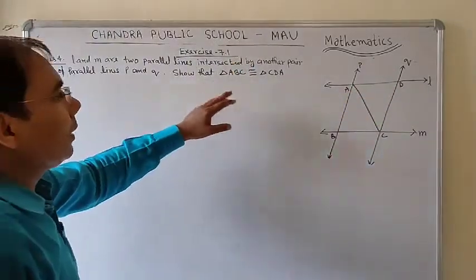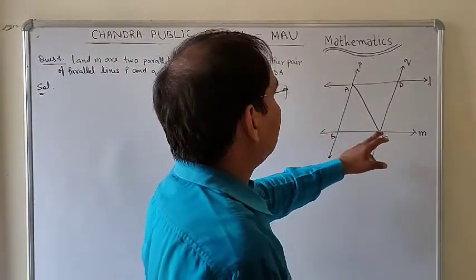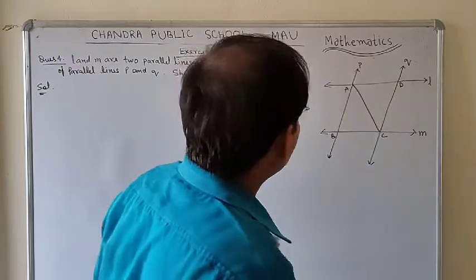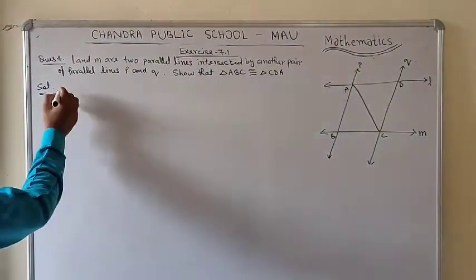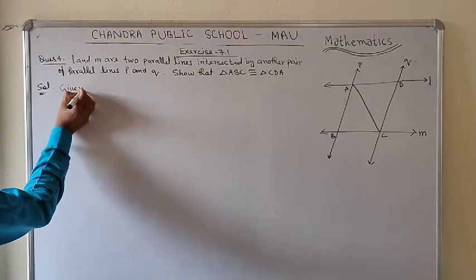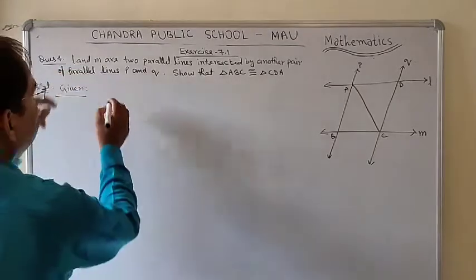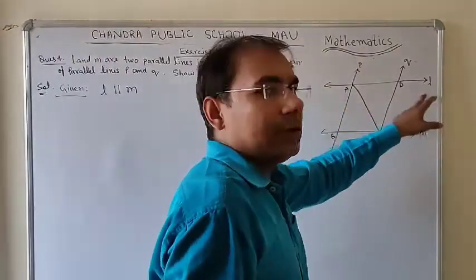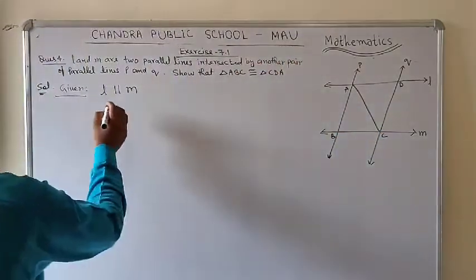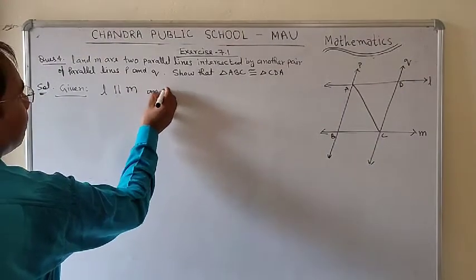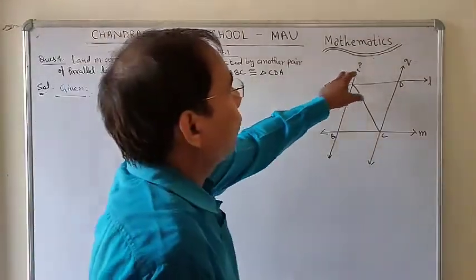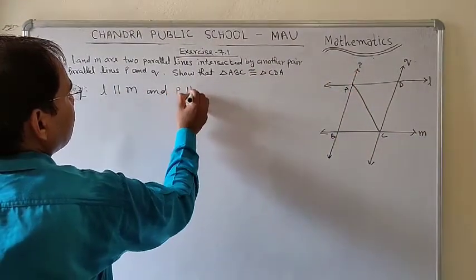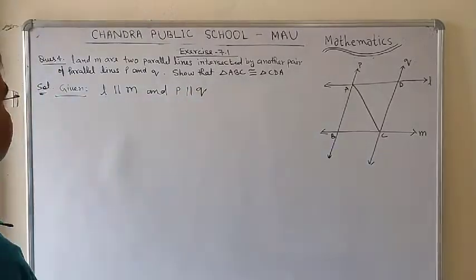Now here you need to prove that triangle ABC is congruent to triangle CDA. These two triangles are congruent, that you need to prove. So here I am going to start the solution. You will write from the given. In the given you will write L parallel to M. Here L and M, these two are parallel. Second, P and Q are also parallel, P parallel to Q. It is the symbol of parallel.